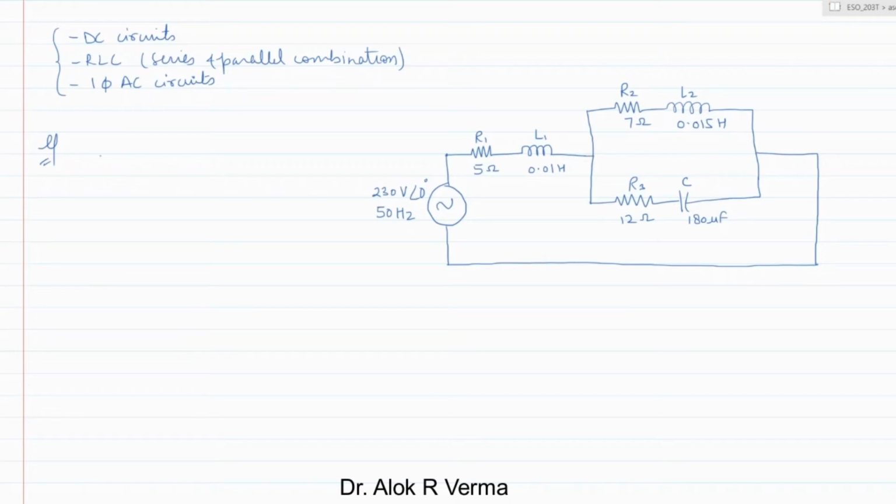So in the given circuit, find the following. First, the overall power factor. The total power or apparent power. You can write it as a complex power basically.